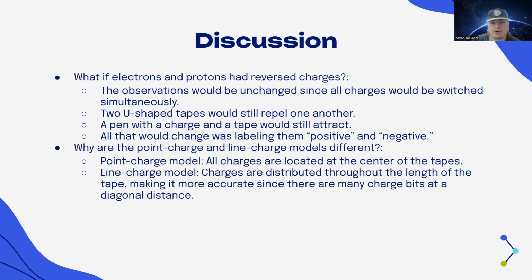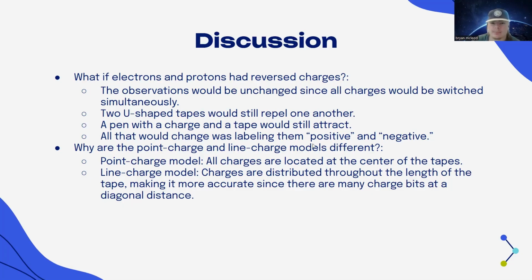What if electrons and protons had reverse charges? The observation would be unchanged, since all charges would be switched simultaneously. Two U-shaped tapes would also repel one another. A pin with a charge and a tape would still attract. All that would change is the labeling of charges as being positive and negative.